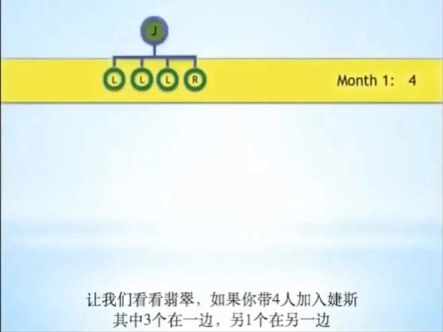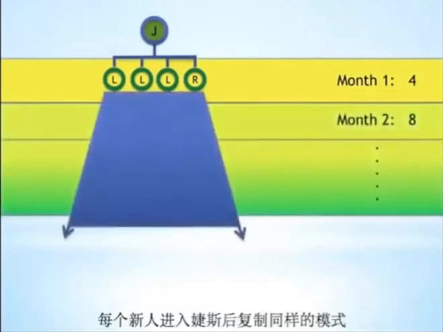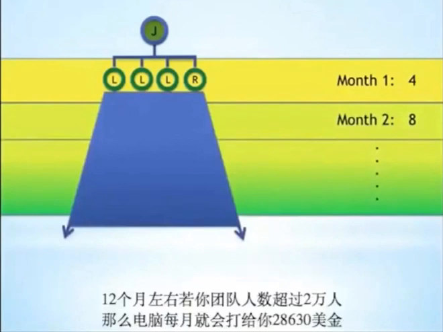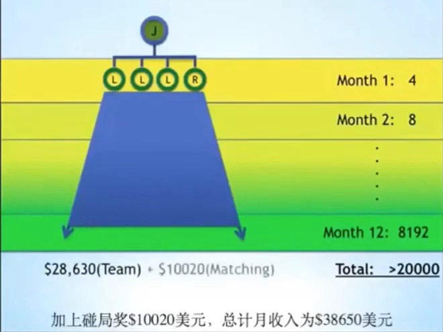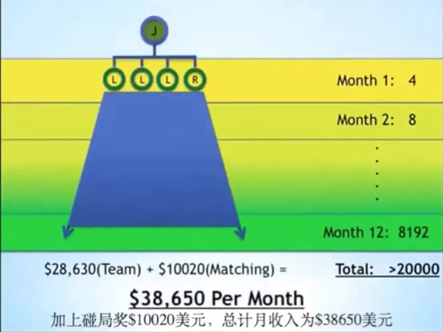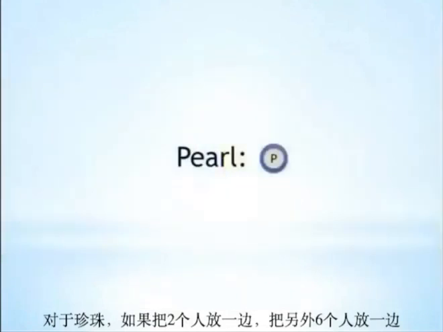If you brought in your 4 people and structured them so that 3 were on one side and 1 was on the other, and the exact same pattern of each new person getting 2 was successfully carried out, at the end of 12 months, you'd have an organization of over 20,000 people earning a team commission check of $28,630 per month and matching bonuses of $10,020 for a total of $38,650 per month.